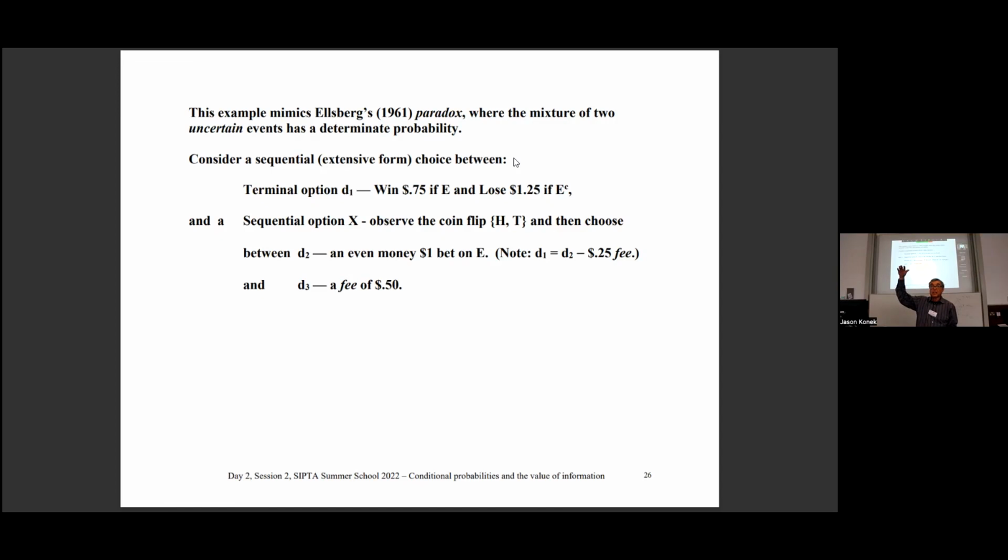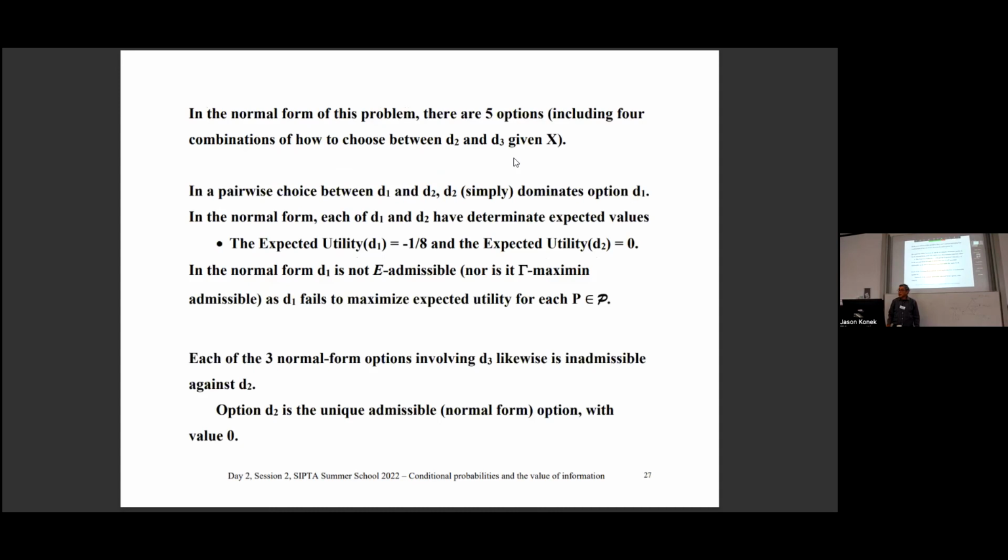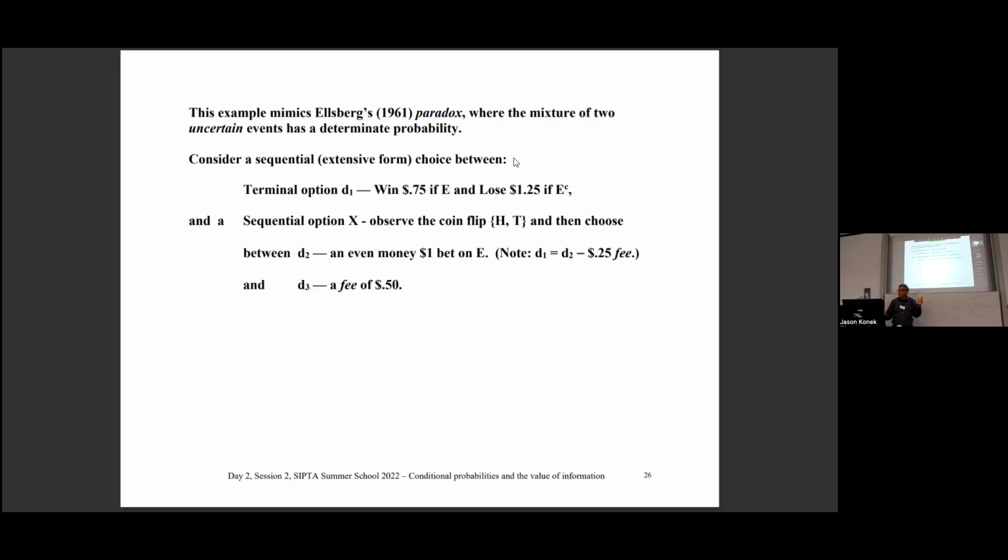Conditioned on having learned X, I might, Ellsberg style, choose to buy insurance, which takes me out of that. Pay 50 cents, unload the gamble. So the value of the sequential option is to lose 50 cents, which is worse than the expected loss associated with D1. D1 has a value of -1/8, half of -1/4, half of +5/4.